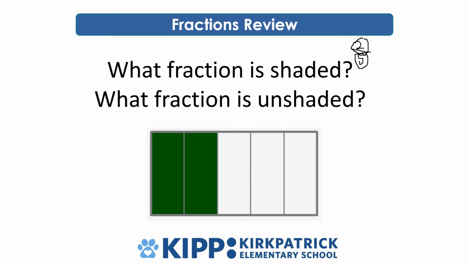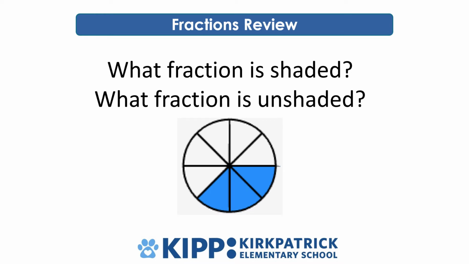It says, what fraction is unshaded? I see that there are 3 pieces that are not shaded, or unshaded, which would be those pieces that are being counted. And I see that there are still 5 pieces that make up the whole shape. So it would be 3 over 5. Let's look at the next one.